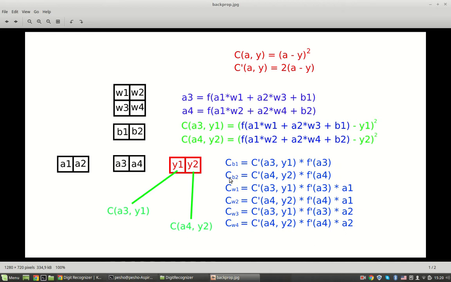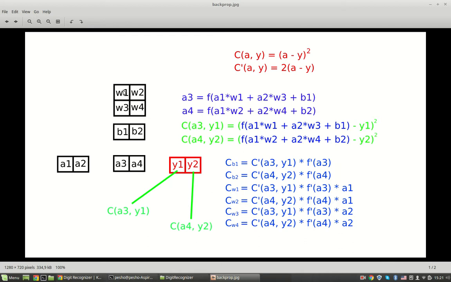Now with respect to B2, let's take a look at B2. The outermost layer again is the cost function. It's right here. Cost function with arguments A4 and Y2 this time. Then the next layer is the F function taken from A4. So we just multiply that by the derivative of F at A4.